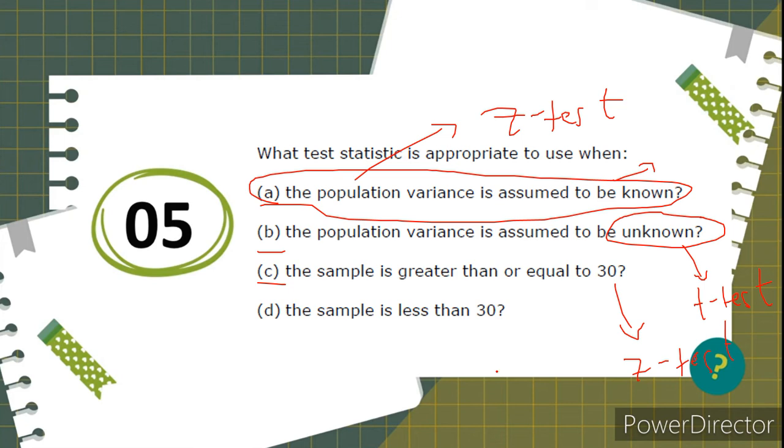Z-test for number letter C. How about letter D? The sample is less than 30. The answer here is t-test. Okay, right? Thank you. So that is the content for day number 18.